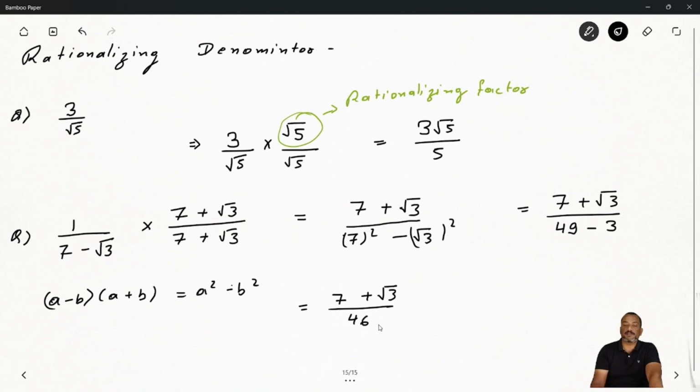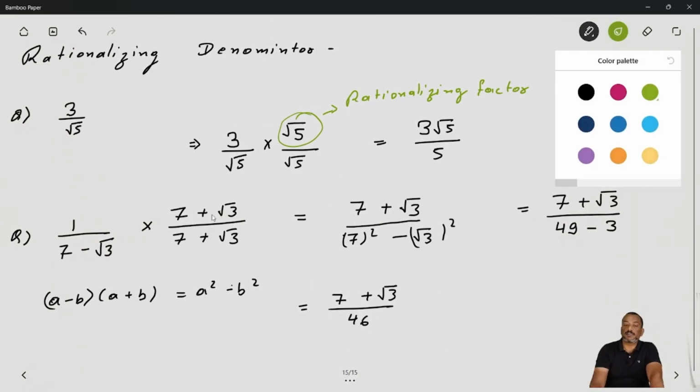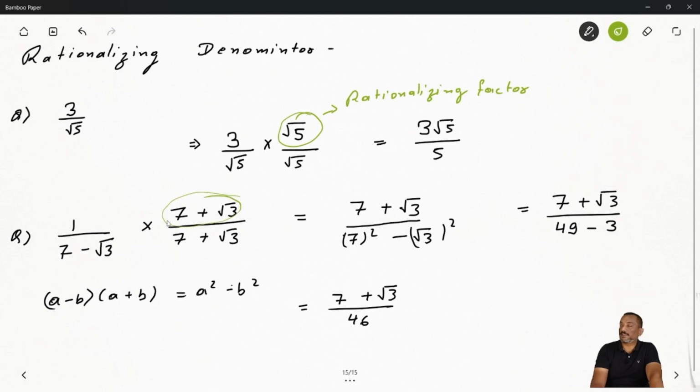So this way we can rationalize. This is called the rationalizing factor. Whenever you find the rationalizing factor, you multiply both the numerator and denominator by that number to do the rationalizing. Hope you understand this much about this topic.